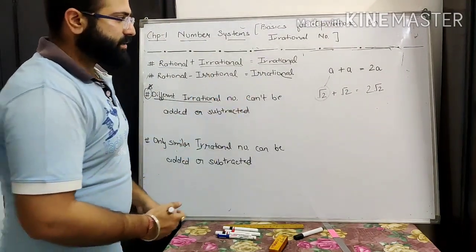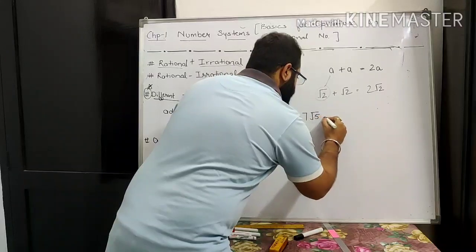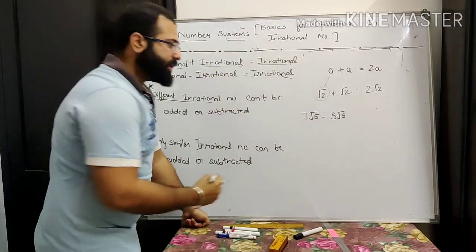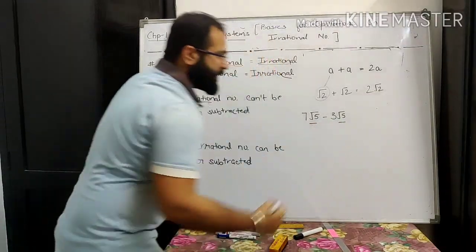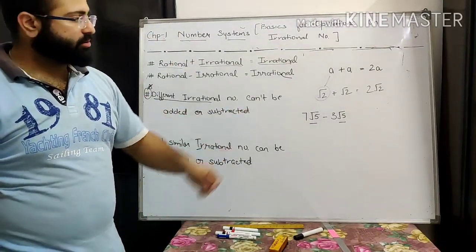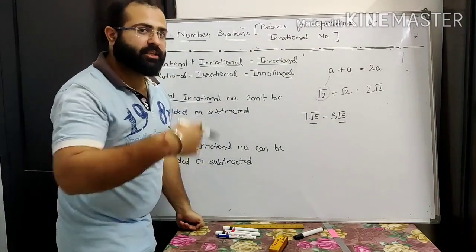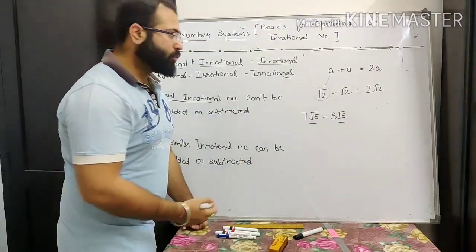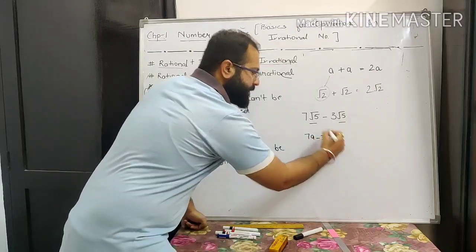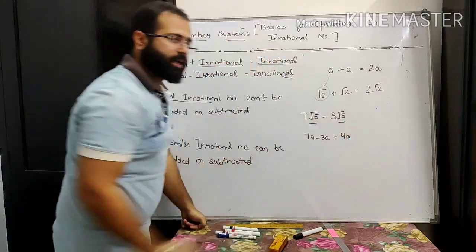We'll take some complex cases. Suppose we have 7 root 5 minus 3 root 5. We can see that both the irrational terms are same or similar. So how to solve this? If we consider root 5 as a, just for an example, can we write it as 7a minus 3a? So what will be the answer? The answer will be 4a.